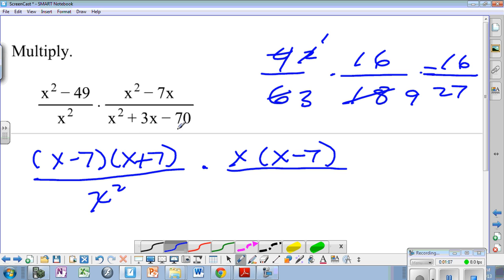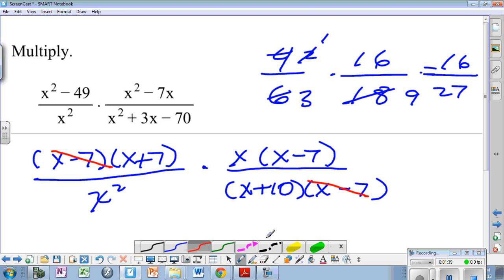And then I need to factor the denominator here. The factors of the first term are x, and the numbers I multiply to give me negative 70 that I add to give me a positive 3 are plus 10 and negative 7. The next thing I'm going to do is cancel out anything that is in common. So notice I have x minus 7 in the numerator and denominator, and that's really all that I can cancel out.